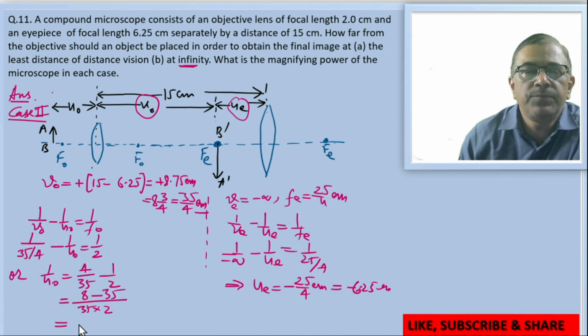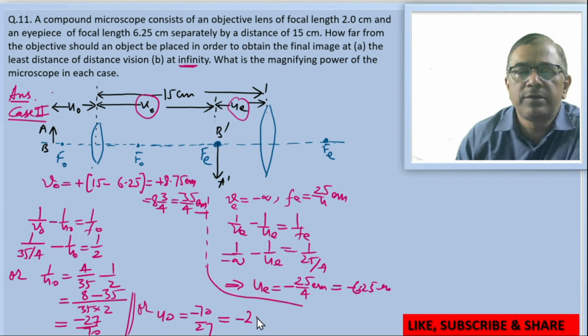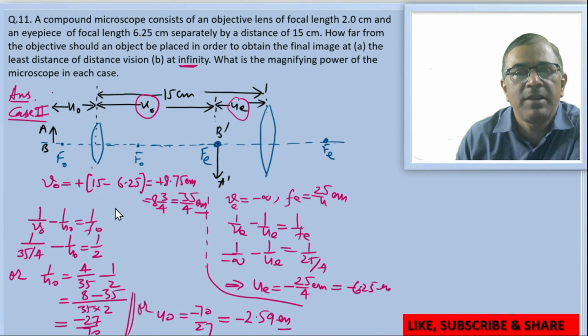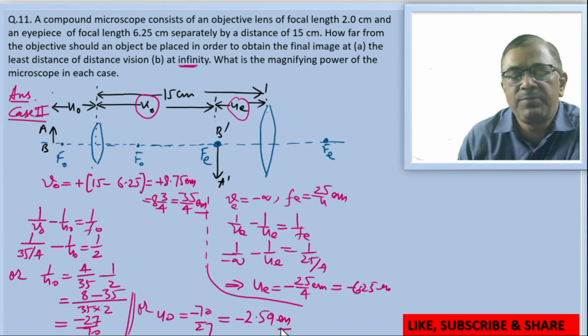This is equal to minus 27 by 70, or UO equals minus 70 by 27, equals minus 2.59 centimeter. If you want the final image to form at infinity, then this object should be placed at a distance of 2.59 centimeter from the objective lens.